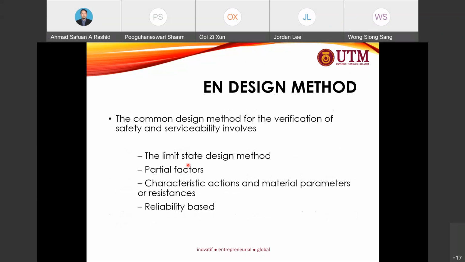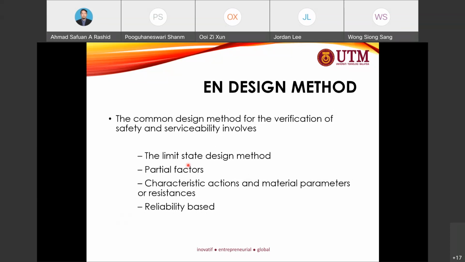So the common design methods for the verification of safety and serviceability involve the limit state design methods, partial factors, characteristic action and material parameter or resistance, and reliability base. From there we can reduce the uncertainty.